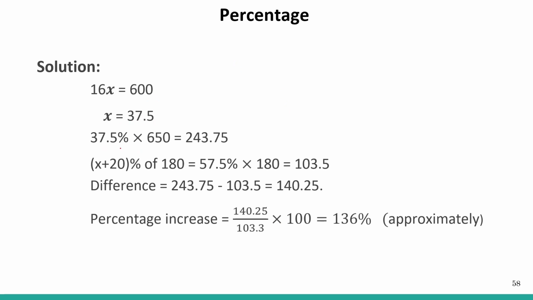x is 37.5. So 37.5% of 650 will be 243.75. Then adding 20% to x, that is, 37.5 plus 20% of 180, will be equal to 103.5. So the difference will be 243.75 minus 103.5, that is equal to 140.25. So the percentage increase will be 140.25 whole by 103.5 into 100, which is approximately 136%.